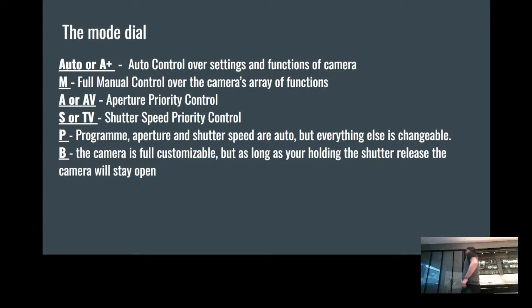To give a little bit of a rundown there, Auto, or A+, is auto control over settings and functions of the camera. M, full manual, is control over the camera's array of functions. So full manual control over everything.